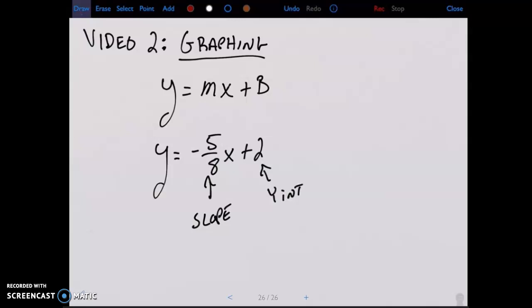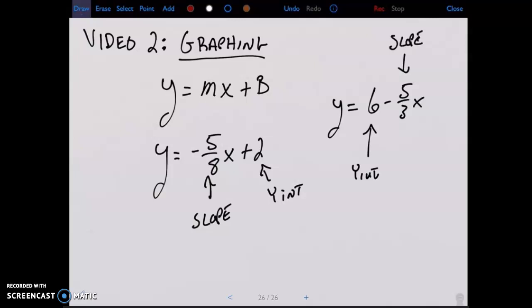I could try to trick you, and I could write it like this. Y equals like 6 minus 5/3 x, right? But you guys are too cunning for that. You would know that this is the y-intercept because it does not have the variable x next to it, and this is the slope.